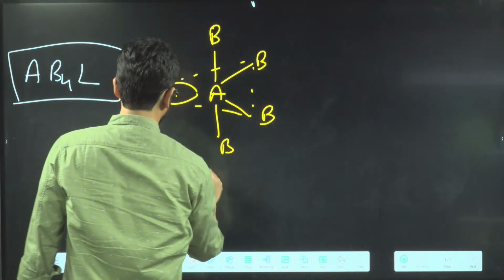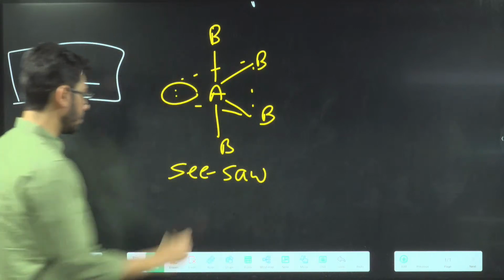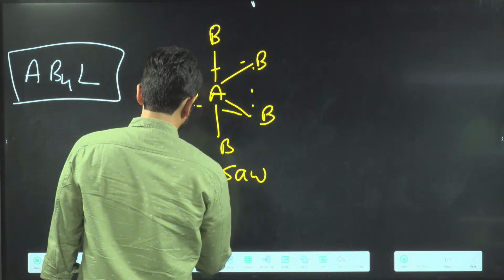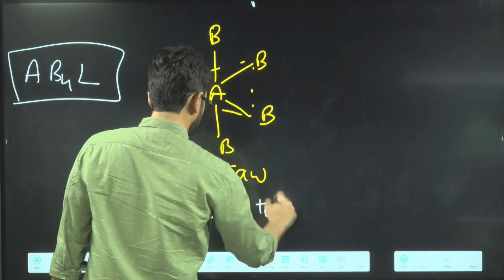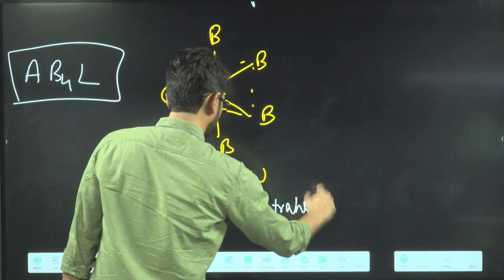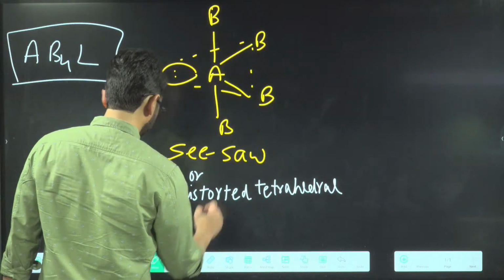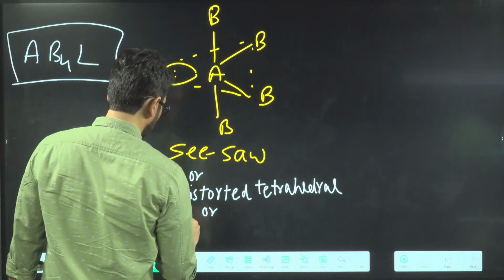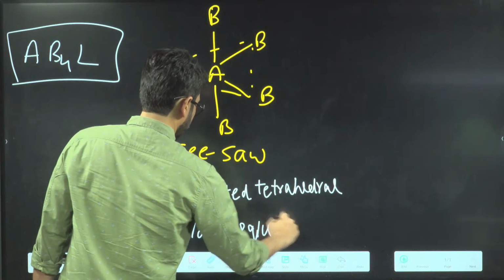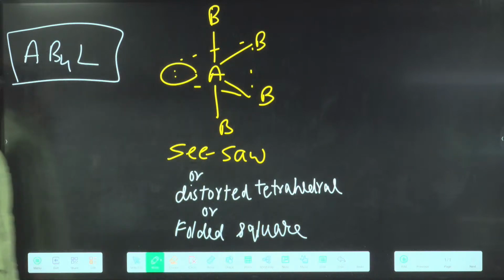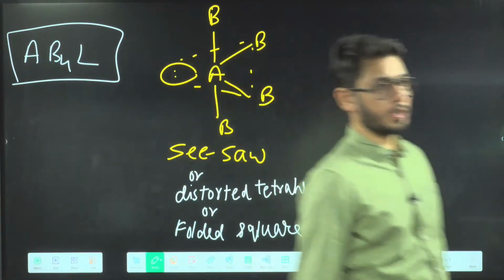This is seesaw geometry or seesaw shape, and other names are also given: distorted tetrahedral. When you check the NCERT for AB4L, other names are also mentioned, so underline them all. Distorted tetrahedral, or the other one is folded square. These other names are also given for the AB4L type structure.